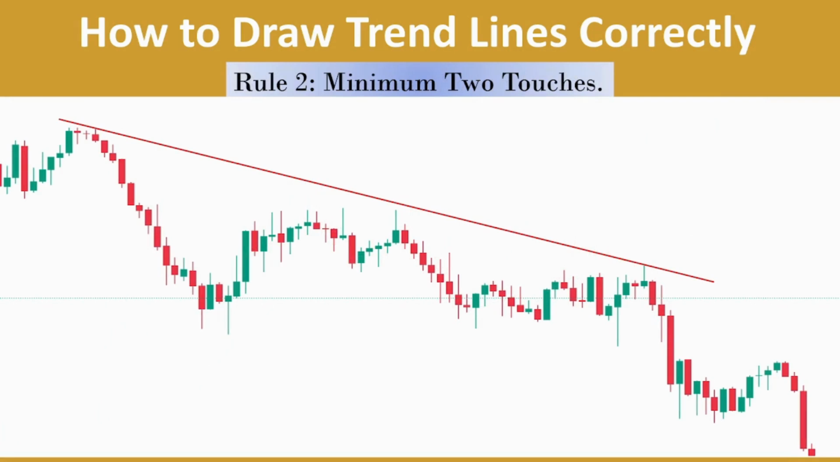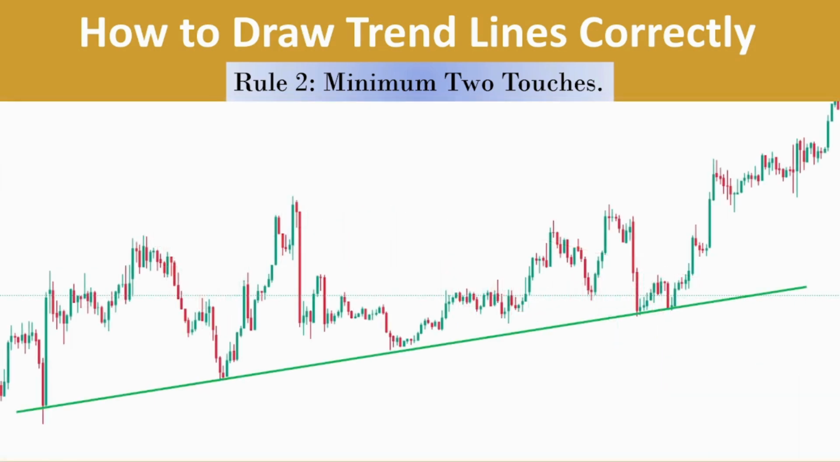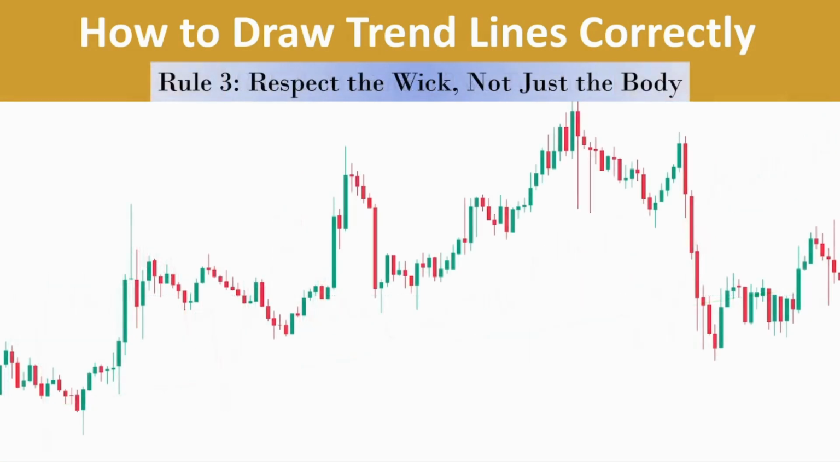Rule 2. Minimum 2 touches. To draw a valid trend line, you need at least 2 confirmed touches. The strength of a trend line increases with each touch. More confirmed touches mean higher reliability.